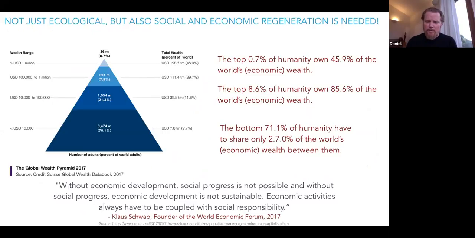It is impossible to comprehend that 8.6% of humanity, if you're hearing a baby cry in the background, that's my daughter, and I can't really do much about that. But so 8.6% are in ownership of 85.6% of the world's economic wealth. That's staggering. But what's even more staggering is that 71% of humanity have to share only 2.7% of the global economic wealth. And clearly that is an unsustainable system.